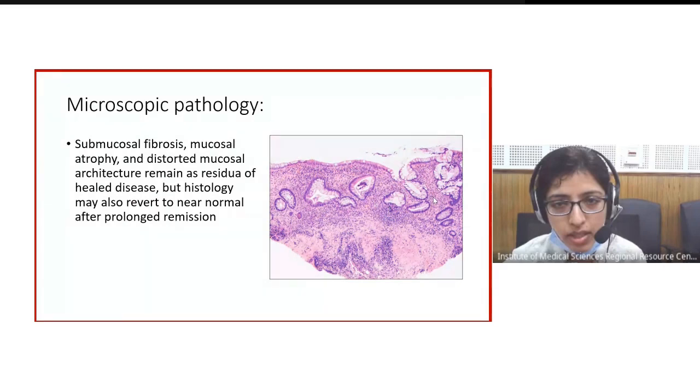So it's not that it is entirely irreversible. If a patient goes into remission for a long period of time, then the histological features can even revert to normal. So this is the submucosa, which normally is very loose, comprising loose connective tissue and a lot of blood vessels and nerves. But here what we are seeing is all fibrosis.